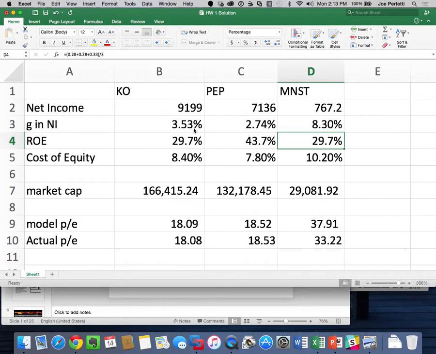And the flip side is Monster's probably not going to stay at a PE of 38 going forward, because what's going to happen to Monster? I have 38 here? I have 38 here.